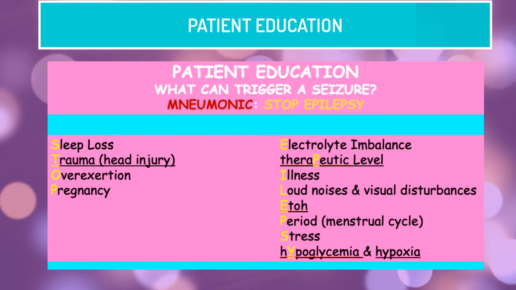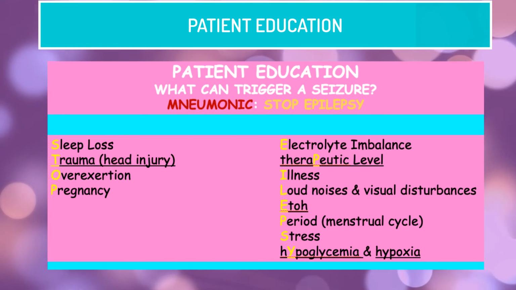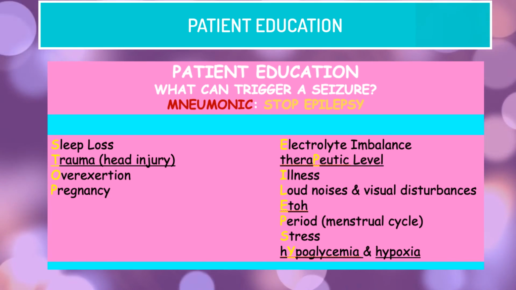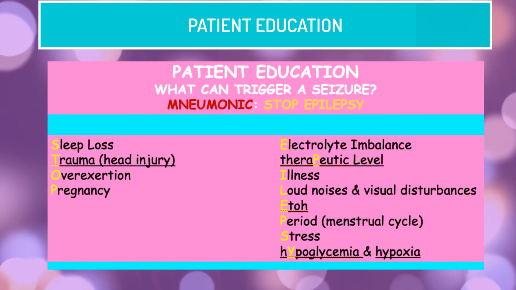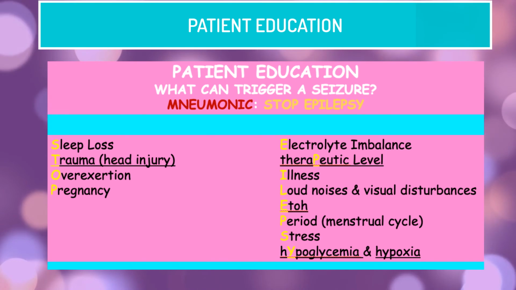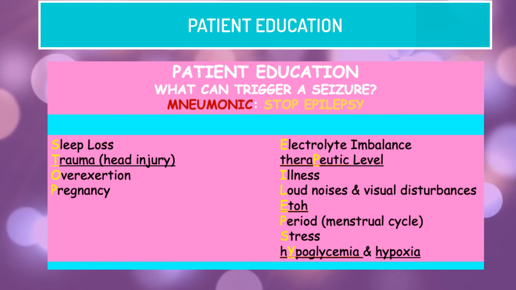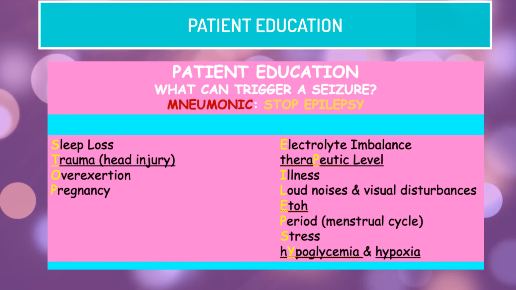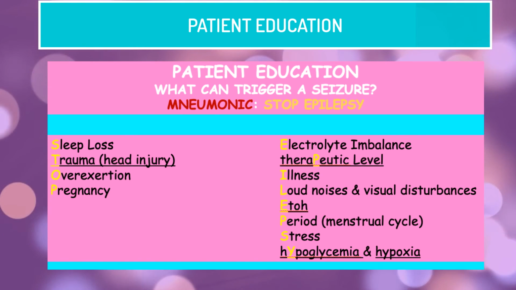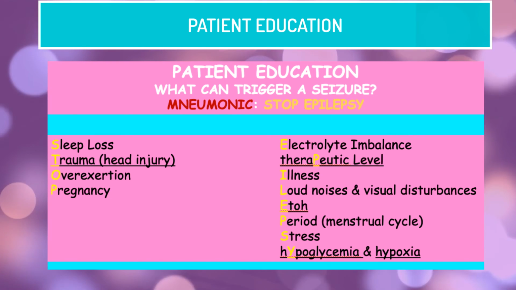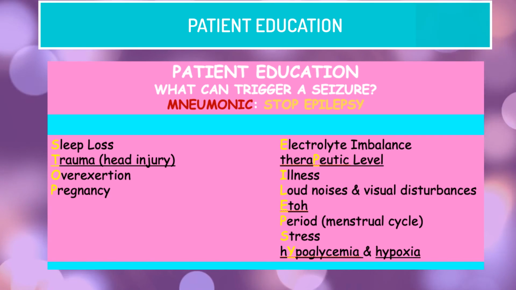P is for therapeutic level. Is the patient compliant with their medications? Are they going to the lab to get their blood levels checked to make sure that they are therapeutic? This is very important because if the patient is under-medicated, they can have a seizure. I is for illness. L is for loud noises, and visual disturbances can trigger a seizure in a patient.